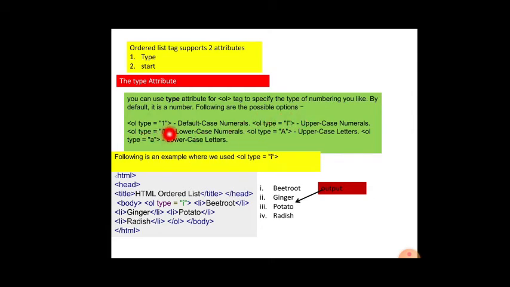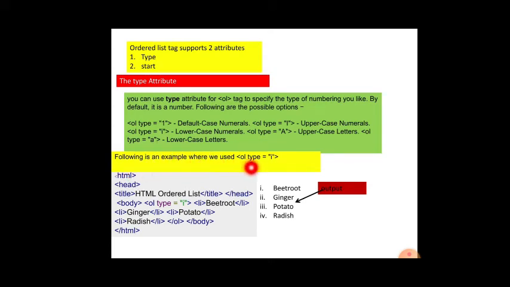OL type equal to 1, it starts from 1. Then OL type equal to uppercase Roman numeral I, uppercase numerals. OL type equal to lowercase i, lowercase numerals. OL type equal to uppercase A, uppercase letter. OL type equal to lowercase a, that is, lowercase letter.